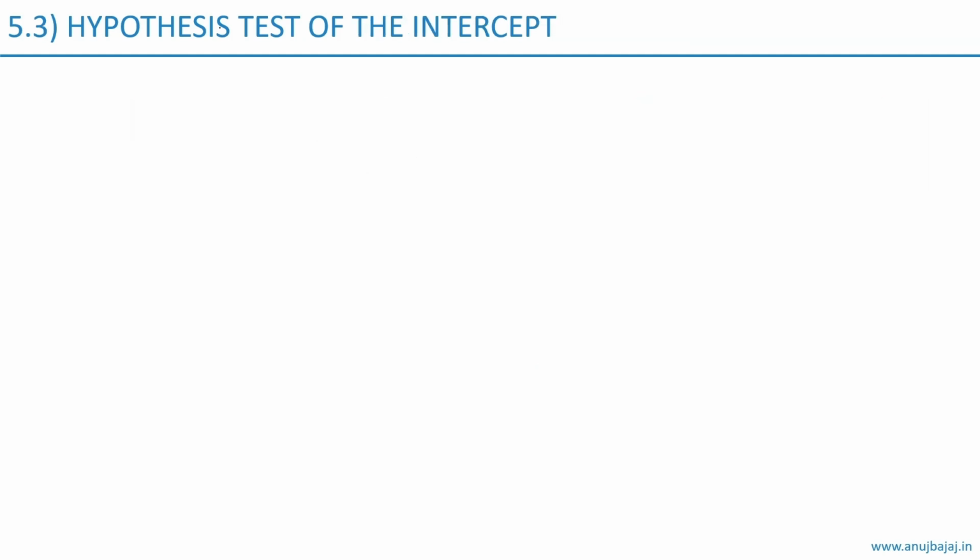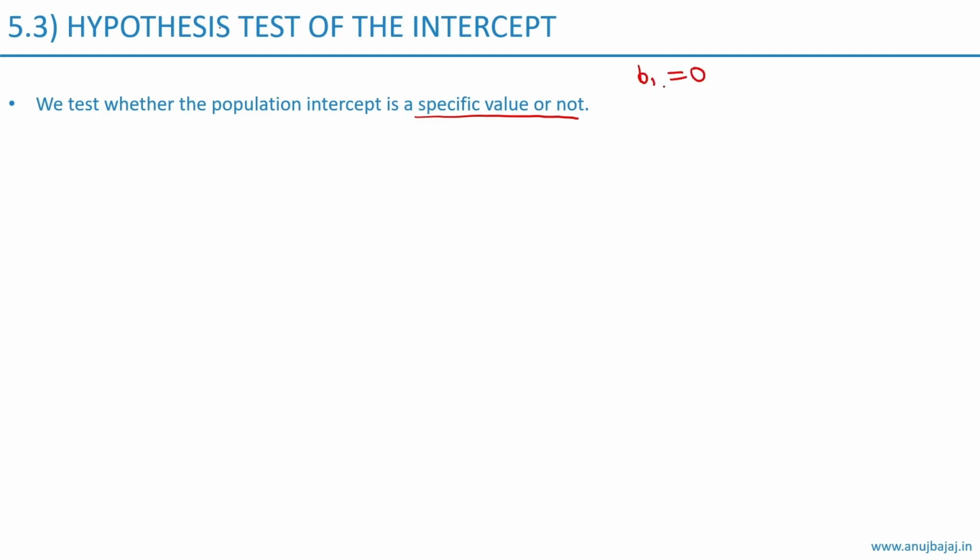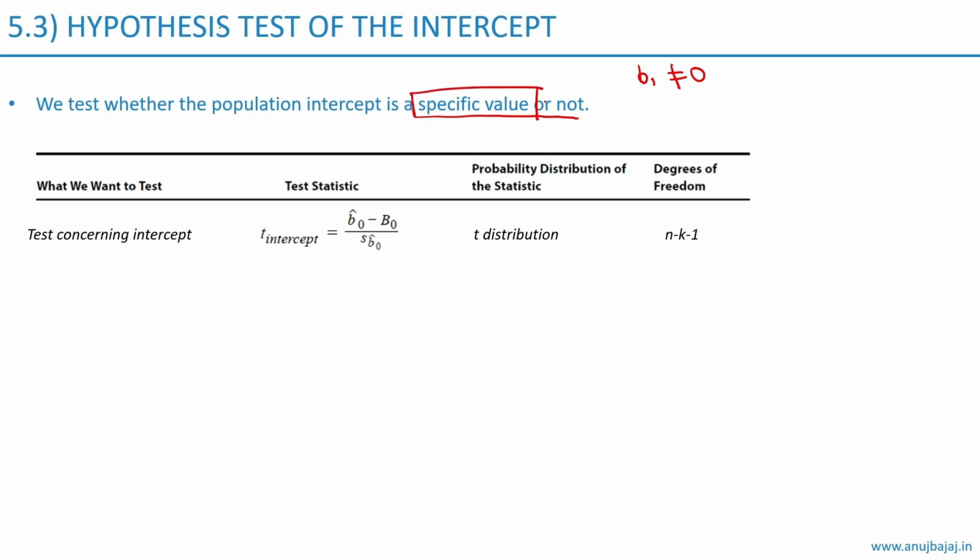Now let us conduct the hypothesis test on the population intercept. Here we want to test whether the population intercept is a specific value or not. Unlike the slope coefficient, where we were interested in testing whether the population slope coefficient equals 0 or is different from 0, for the population intercept we hypothesize the population intercept against a specific value. Here we conduct a hypothesis test concerning the population intercept.